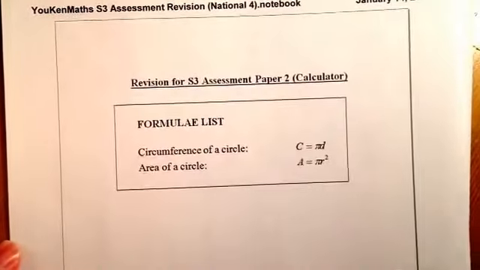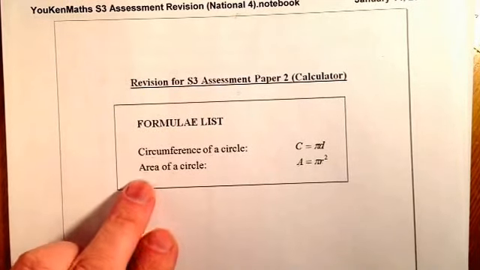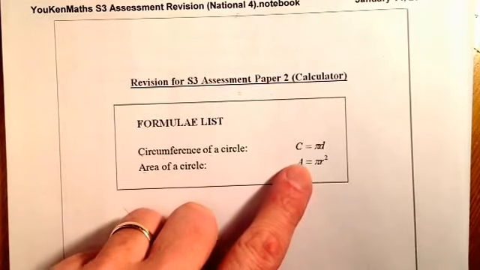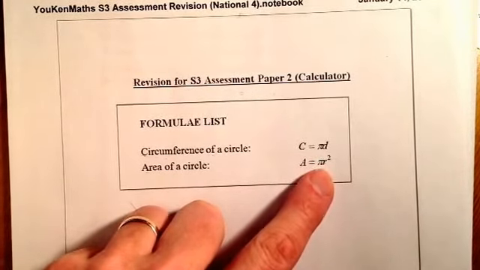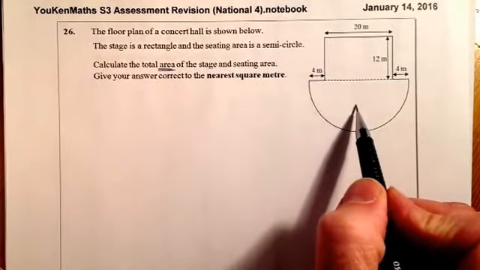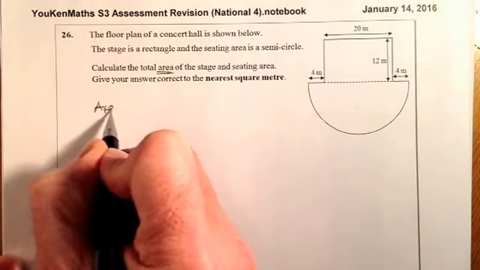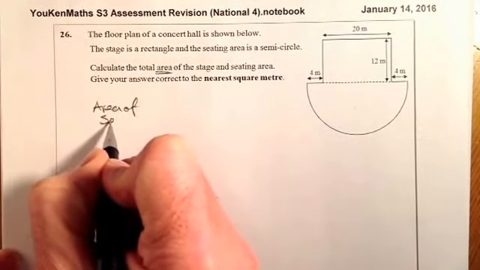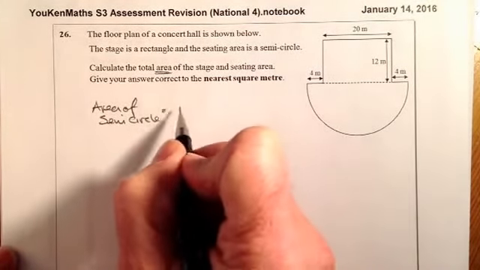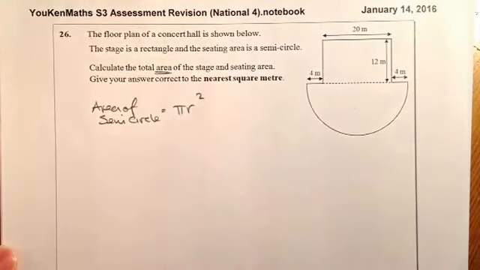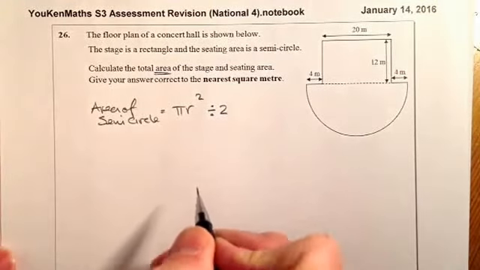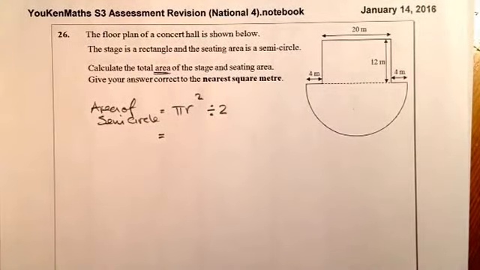I'll just bring up my formula list again. So I'm working out the area, and I've got a circle or part of a circle that's there. So the area, A, is equal to pi r squared. So what I need to find out is the radius. So I'm going to do this part here first. So the area of the semicircle is going to be equal to, so that was pi r squared for a full circle. This is half a circle, so I'm going to then divide that answer by 2, for the semicircle.